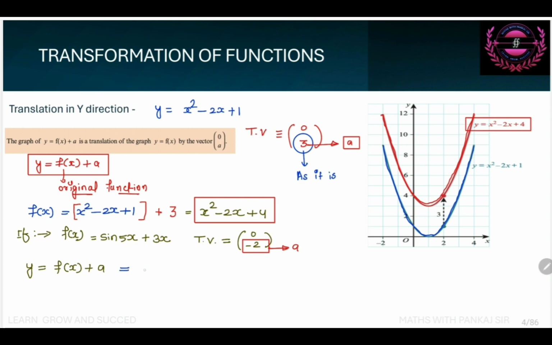This becomes sine of 5x plus 3x, and this whole function is subtracted by 2. You will write that particular value as it is, so plus of a means plus of minus 2, so it becomes the original function minus 2. So now my translated curve is y equals sine 5x plus 3x minus 2.